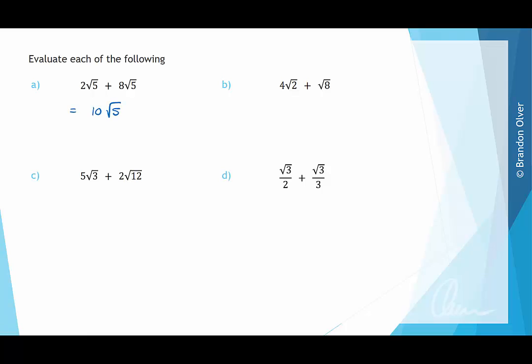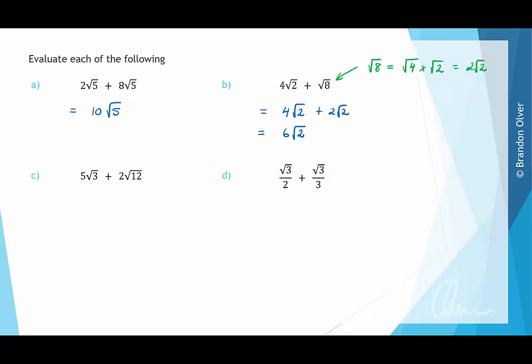Next we have 4 times the square root of 2 plus the square root of 8. Now this, we don't know immediately whether we can combine these terms, because at the moment the number under the square root sign isn't the same, so we're not sure if they are like terms or not. So what we need to do is simplify the square root of 8. We can write that as the square root of 4 times the square root of 2, which means it is 2 root 2. With this in mind, we have 4 times the square root of 2 plus 2 root 2, which means the total is going to be 6 root 2.